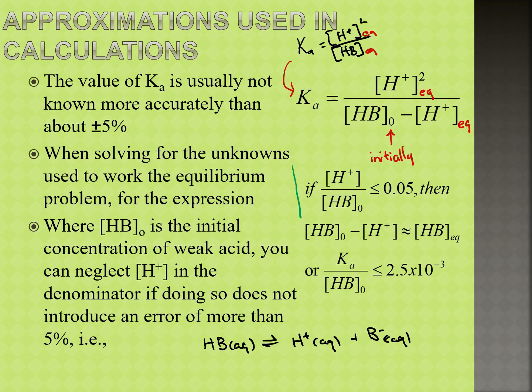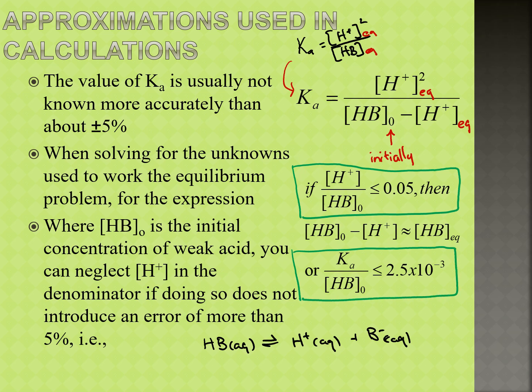And the way we can figure out whether or not we can approximate it are these two guys here. If our H plus concentration, at equilibrium, divided by our initial concentration of our weak acid is less than or equal to 5%, or less than or equal to 0.05, or the Ka divided by our initial concentration of weak acid is less than or equal to 2.5 times 10 to the minus third, which is also 5%, then if these are true, we can approximate. And we're going to want to approximate, I promise you that.